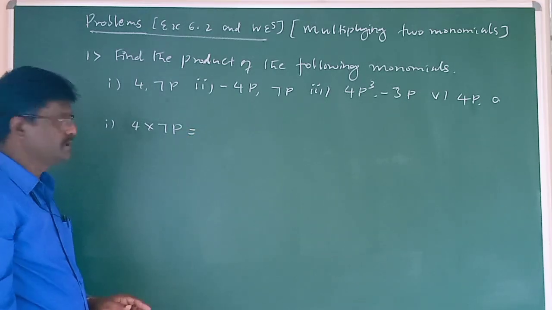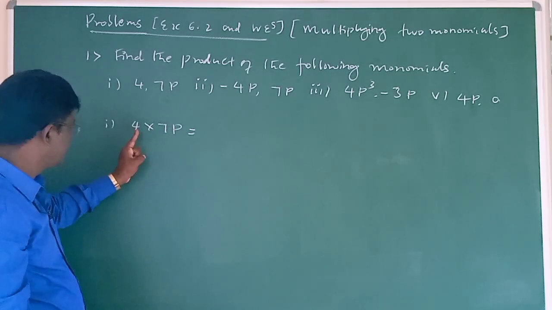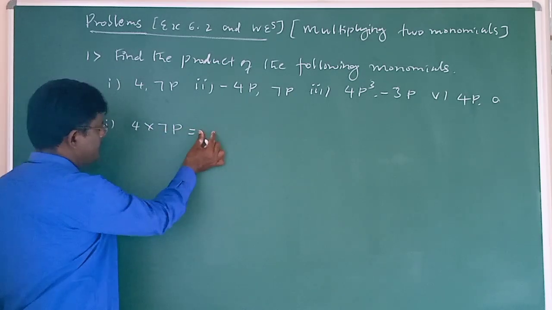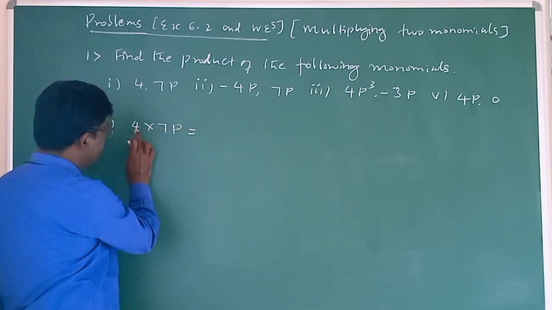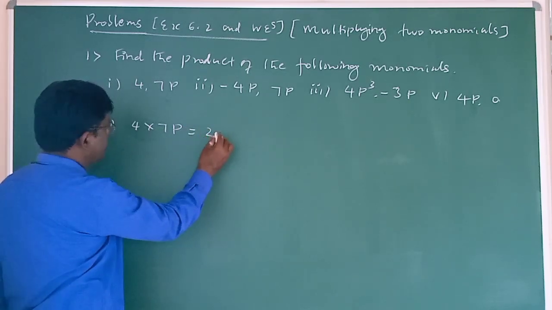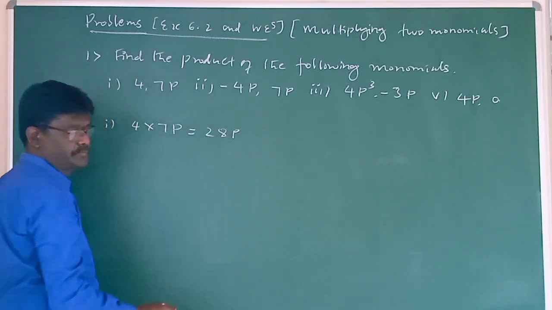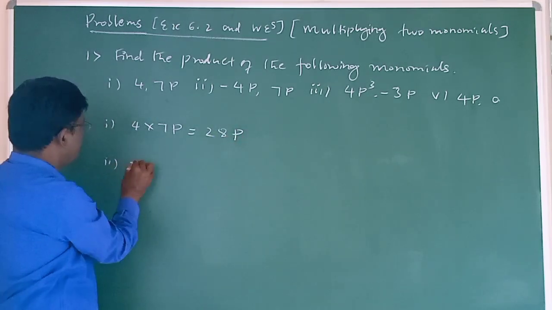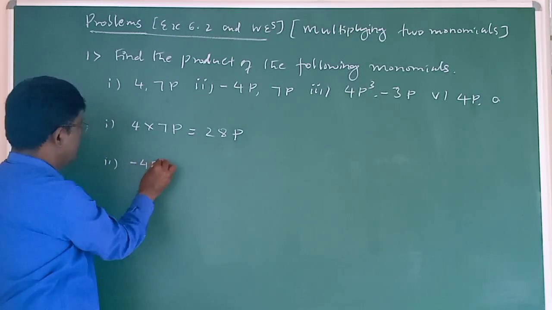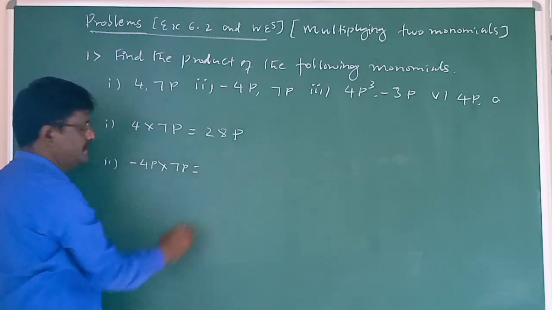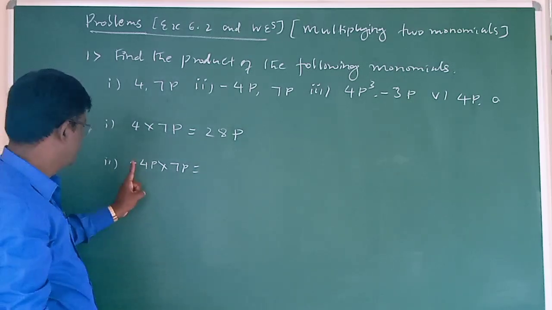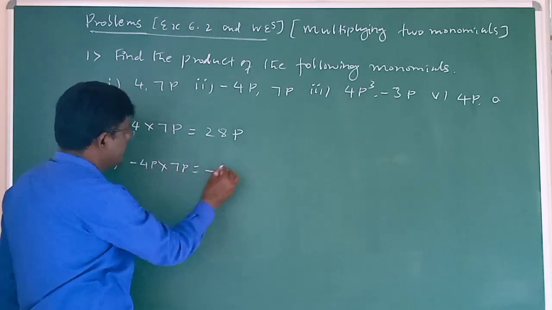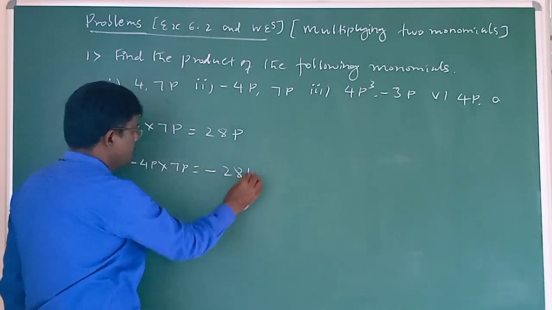First, a very important thing, we have to multiply the signs. Plus into plus, as we have seen, is plus. If it is plus, no need to write. Multiply the constants: 4 sevens are 28p. Next, sub number 2: minus 4p into 7p. First multiply the signs, children. Minus into plus is minus. 4 sevens are 28. p into p, p square.